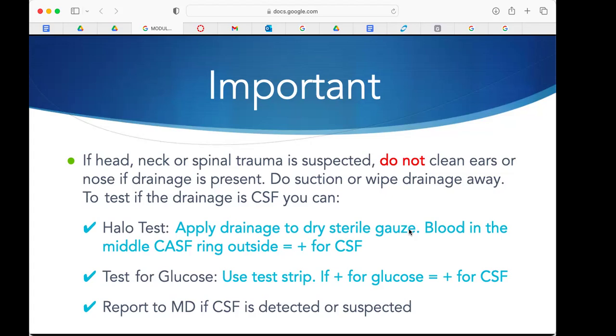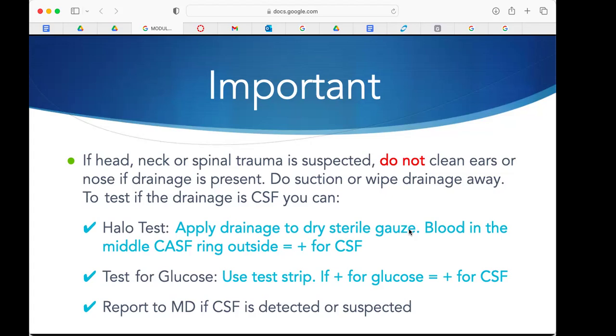If you want to check if there's drainage coming out of someone's ear or nose and you think they have a head injury, you can dip a glucose test strip in it. Now if it has glucose in it, it is likely CSF. Okay, because mucus wouldn't have glucose in it.